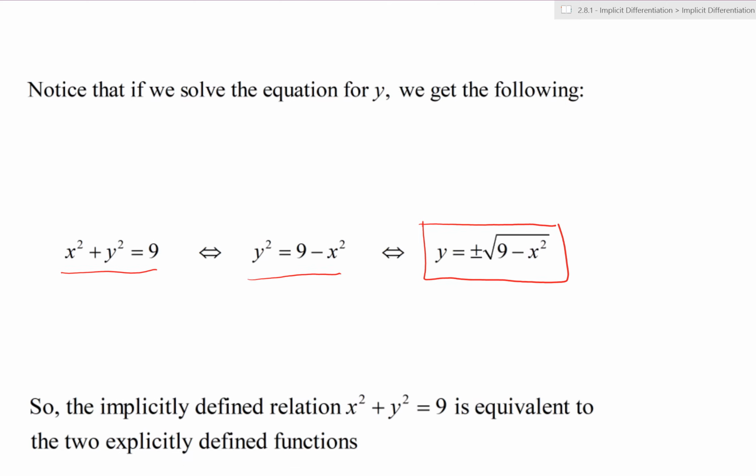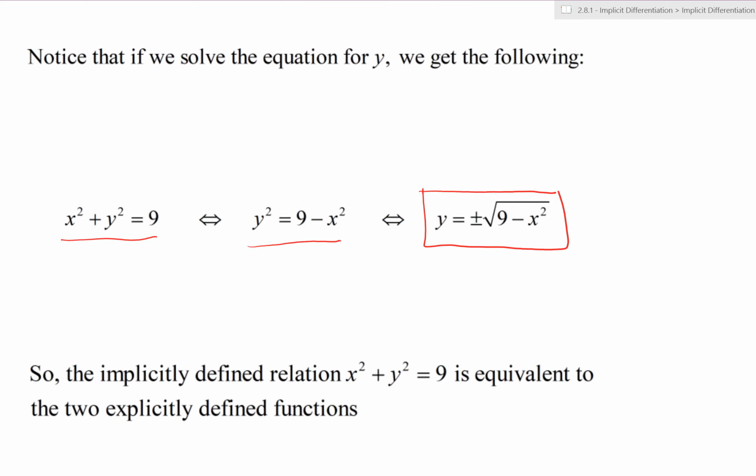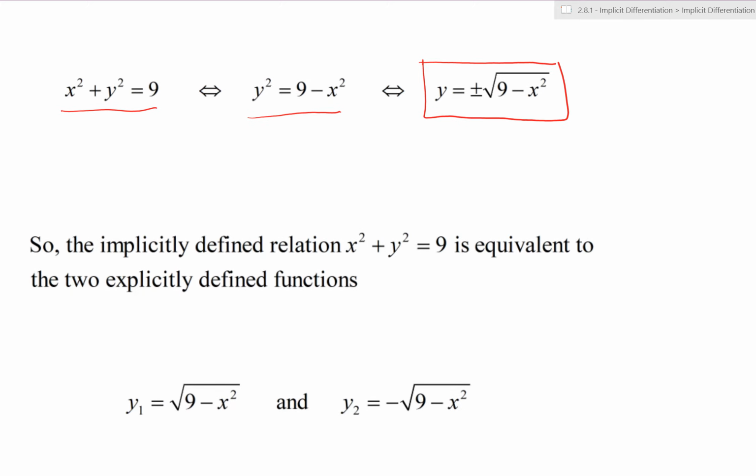So one thing we could do is actually turn this implicitly defined situation into two different explicitly defined situations, using the plus and minus of the root that we see right above. And thus we can think of this implicit relation as the combination of both, say, y1 equal to the positive root of 9 minus x squared, and y2 is the negative root of 9 minus x squared.